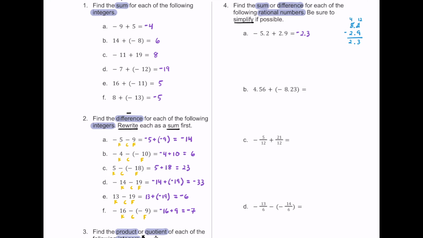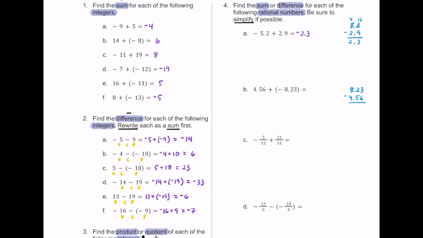Okay, looking at 4b, we have 4.56 plus negative 8.23. Again, we have opposite symbols here, so one positive, one negative. The answer should be negative for this one, just because the negative 8.23 has a greater absolute value. So let's go ahead and subtract these. Let's take this 8.23 and then subtract the 4.56. Let's go ahead and set that up here.